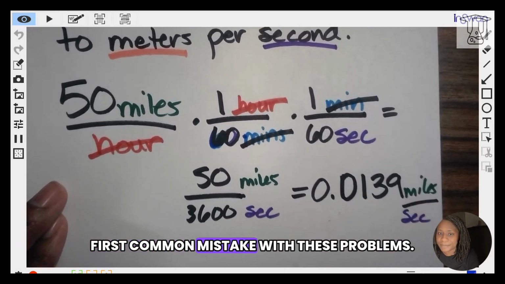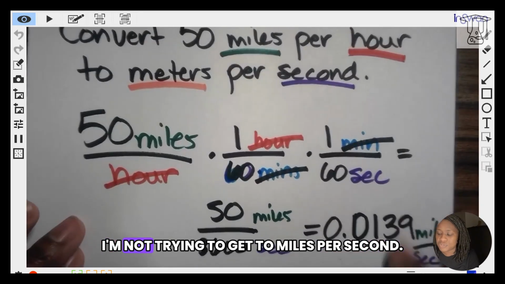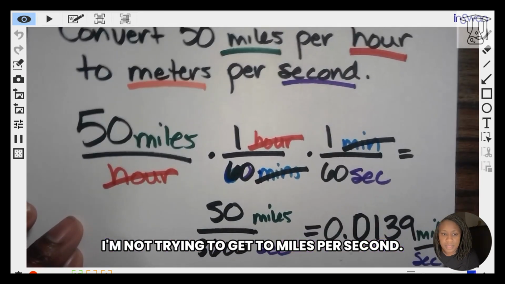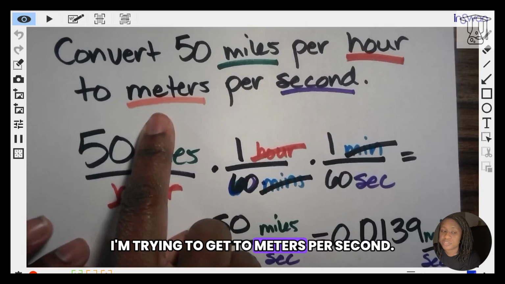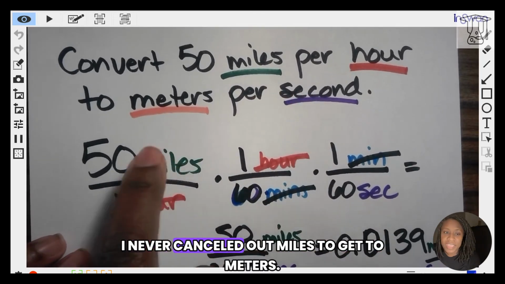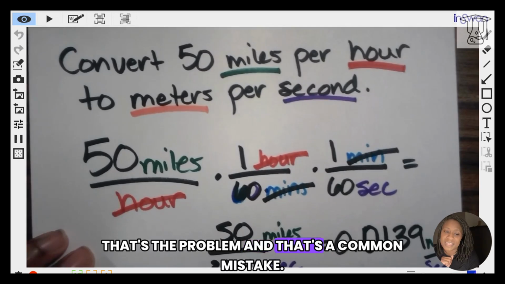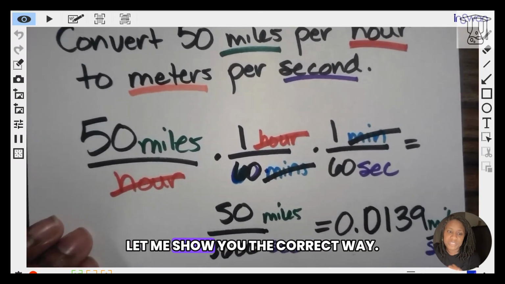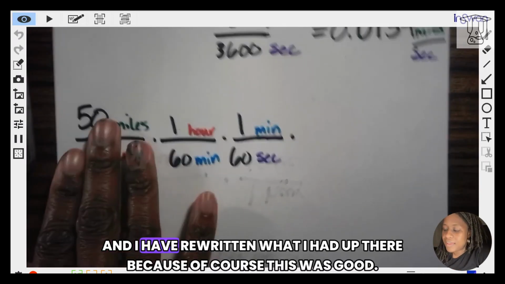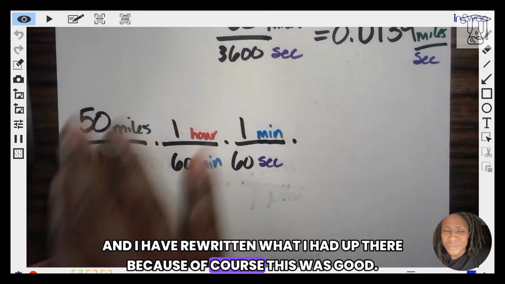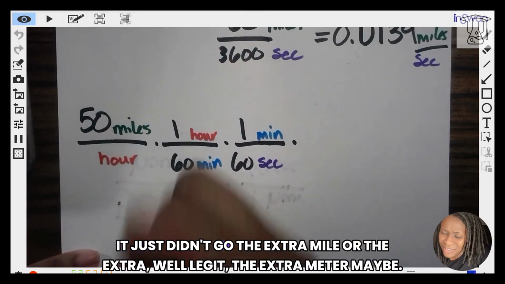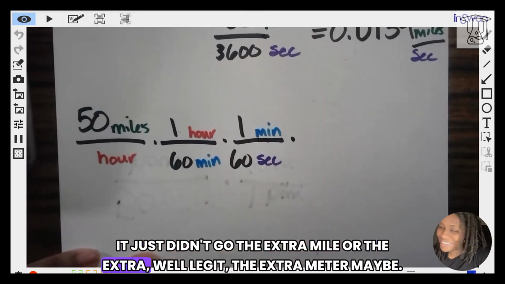First common mistake with these problems. I'm not trying to get to miles per second. I'm trying to get to meters per second. I never canceled out miles to get to meters. That's the problem, and that's a common mistake learners make. Let me show you the correct way. I have rewritten what I had up there because, of course, that's what's good. It just didn't go the extra mile, or the extra meter, maybe.